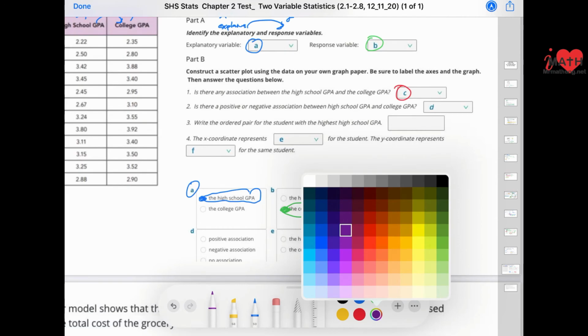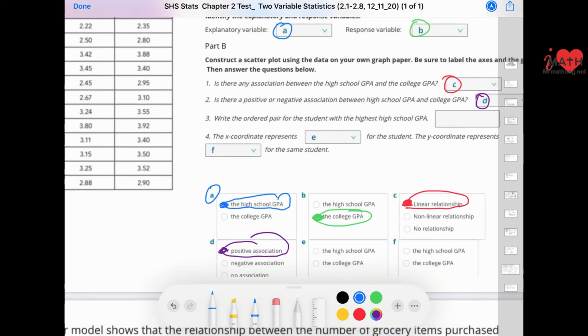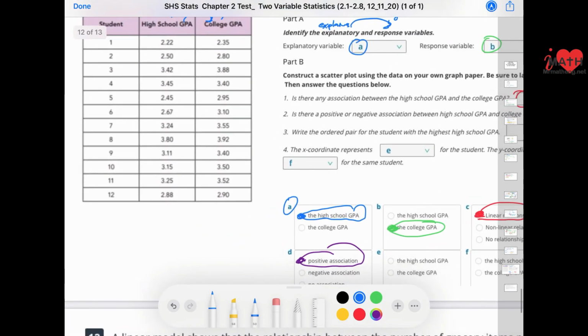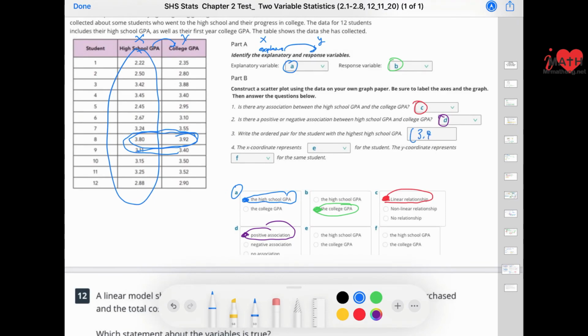D, is there a positive or negative association? I'm going to say positive. Now, write the ordered pair for the student with the highest high school GPA. Looking at this list here, I see 3.80, comma, 3.92. That's the ordered pair.